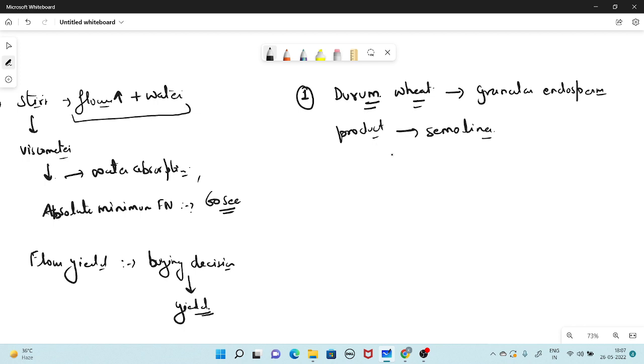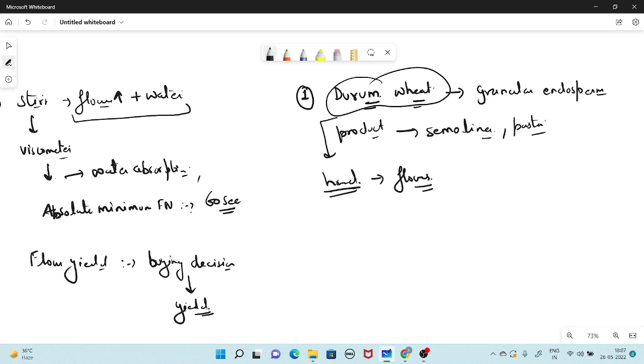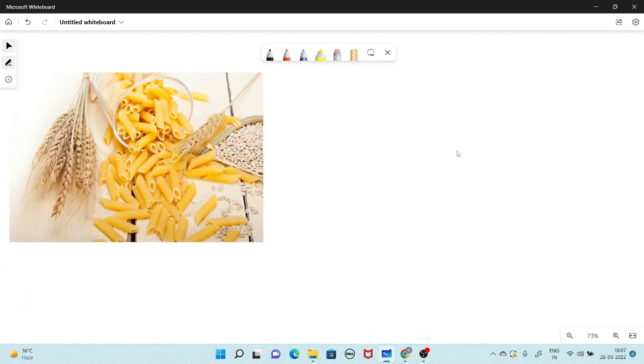It is also used in the making of pasta products. Why? Because durum wheat seeds are very hard, and they are very hard to process into flours. So because of that, they are used for the production of other types of food material like semolina and pasta, like you can see in this picture. Now this was all about the wheat seed. The same properties and parameters are used for other types of cereals too during cereal processing.